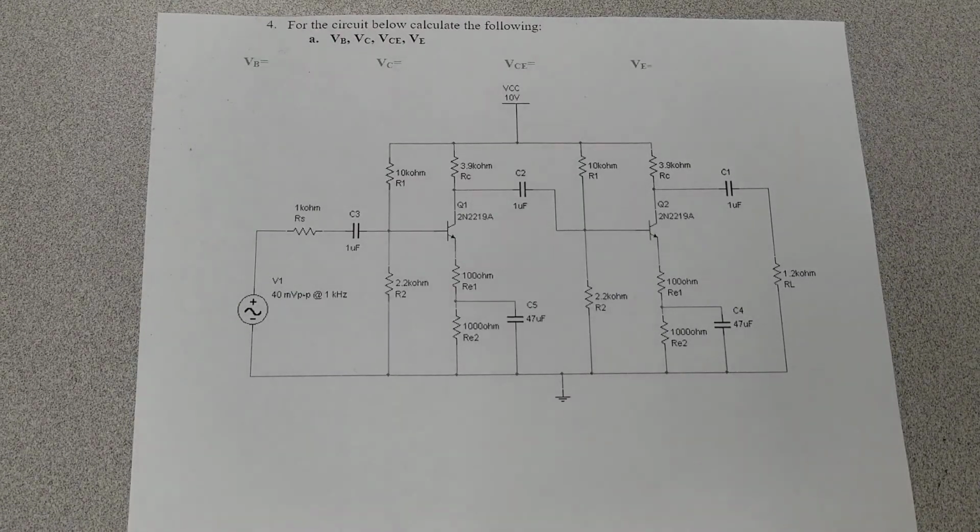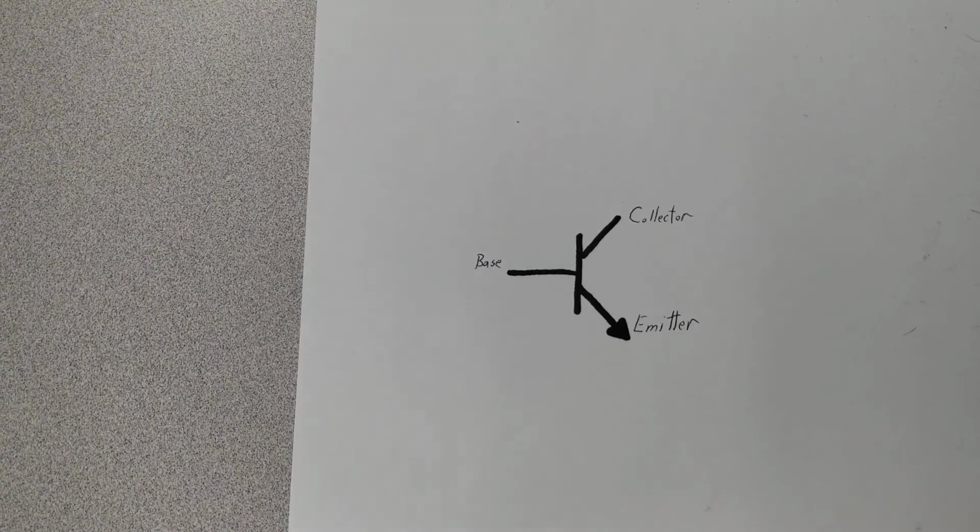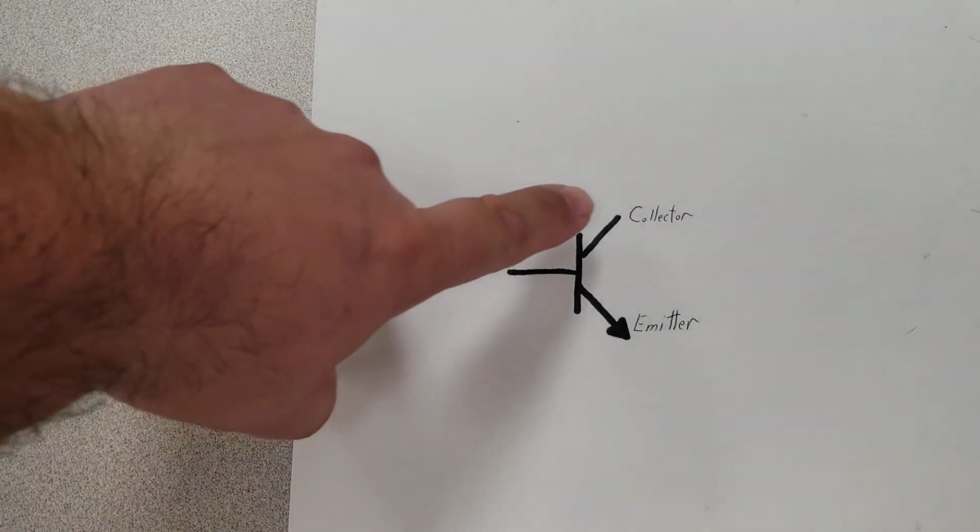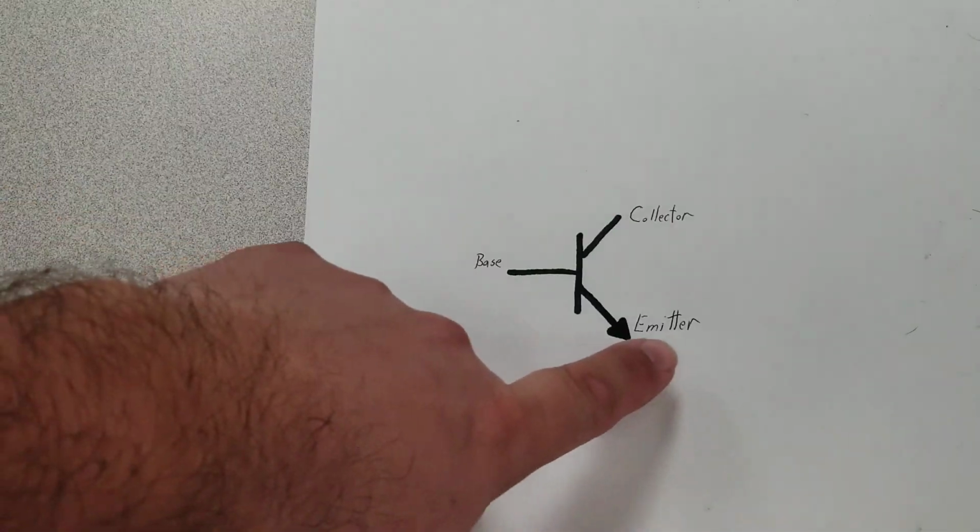This circuit is a multi-stage amplifier using two BJT, bipolar junction transistors. You remember we talked about BJTs during Devices 1. This one happens to be an NPN, because remember that the arrow points towards the negative part. And I've labeled the different leads. On this, you have the collector, the base, and the emitter.